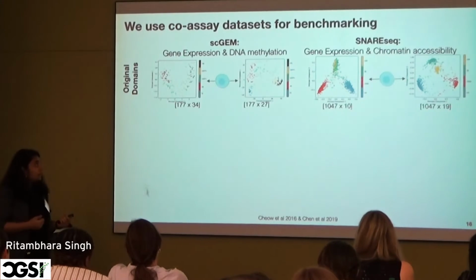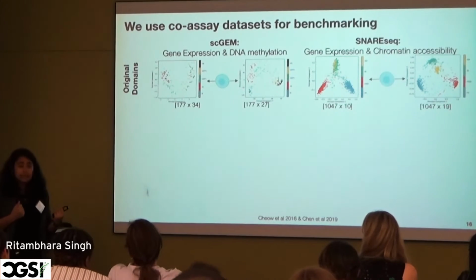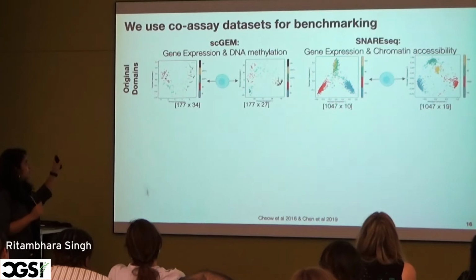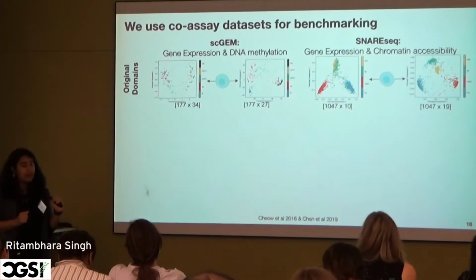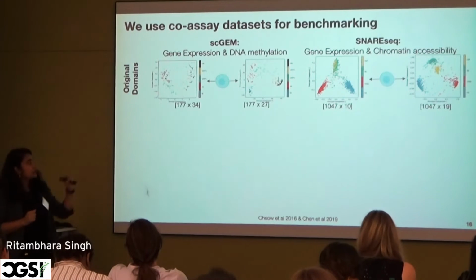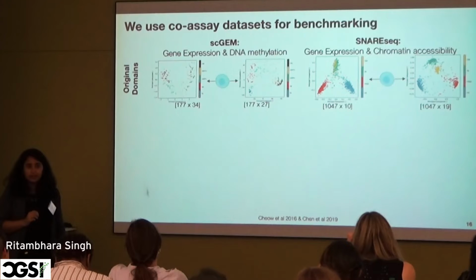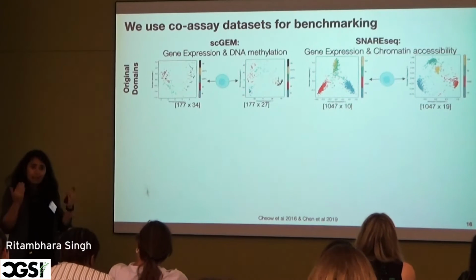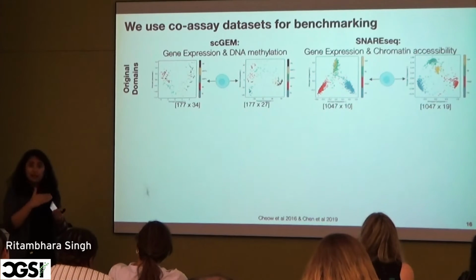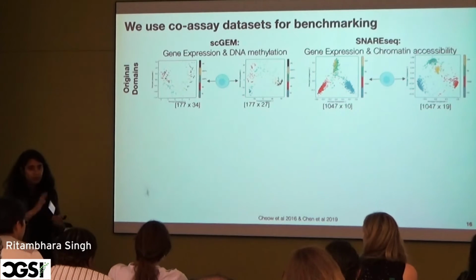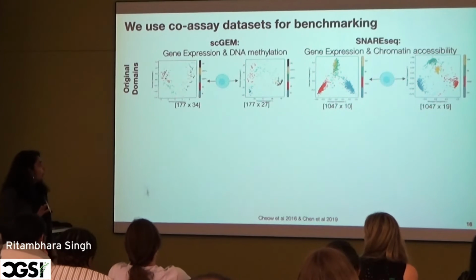So, benchmarking, we took two Coassay data sets, SCGEM and SNARE-seq. Again, these are Coassay, so two measurements taken from the same cell, gene expression and DNA methylation for SCGEM, and gene expression and chromatin accessibility for SNARE-seq. The points are the cells, the colors are representing different cell types. Now, because we have this information, we use it as ground truth. For validation, this information doesn't go into the algorithm in any way or form.